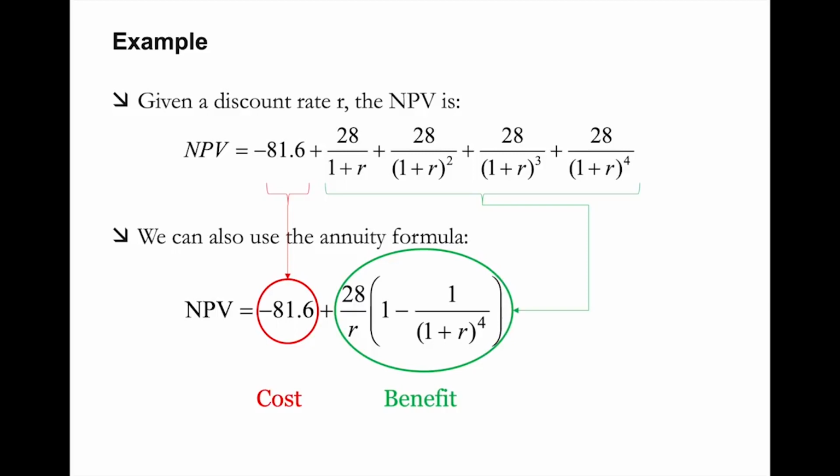Recall, if we have a constant stream of cash flows, we can use the annuity formula to calculate the present value. If these cash flows were changing from year 1 to 2, if it was $28 million in year 1, $32 million in year 2, $18 million in year 3, and $14 million in year 4, of course we would have to discount those cash flows the long way. We wouldn't be able to use the annuity formula.